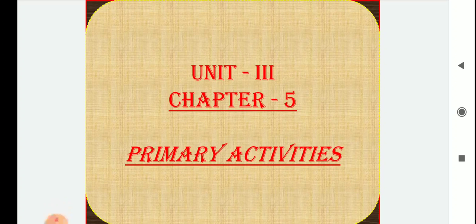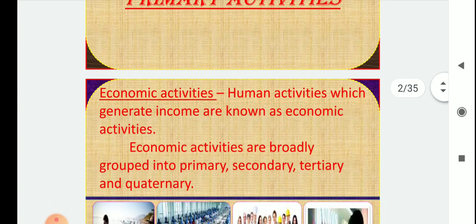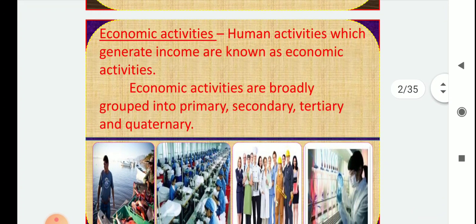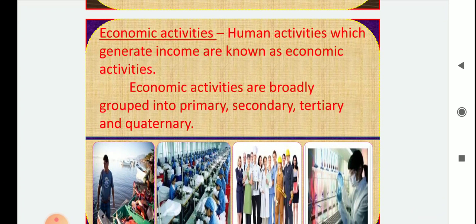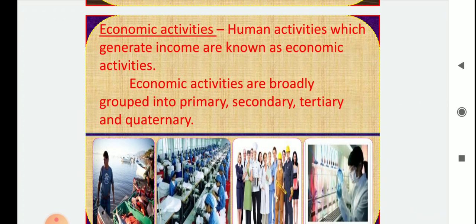In this activity, students, first of all, we will talk about economic activities. These economic activities are human activities which generate income. When we earn money, earn income, they are known as economic activities. Economic activities are broadly grouped into different sections: first is primary activity, then secondary, tertiary, and quaternary. We will study the quaternary activities later on.